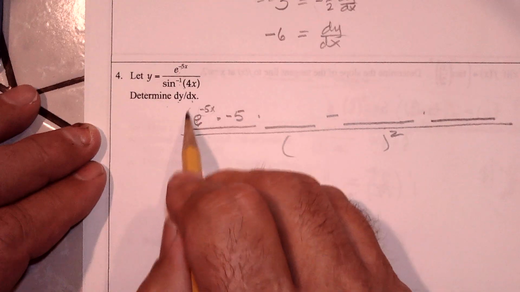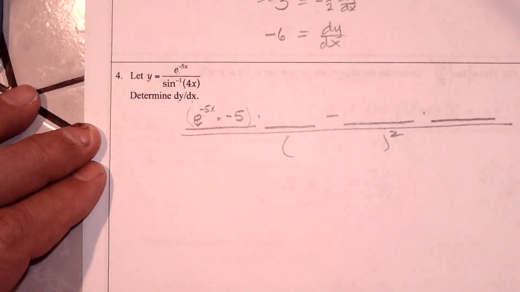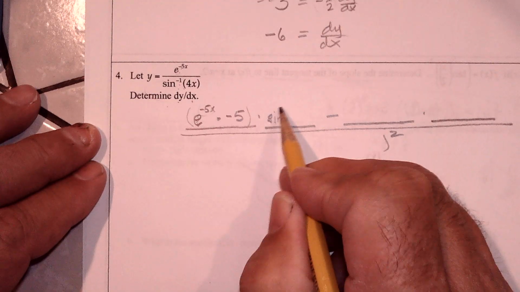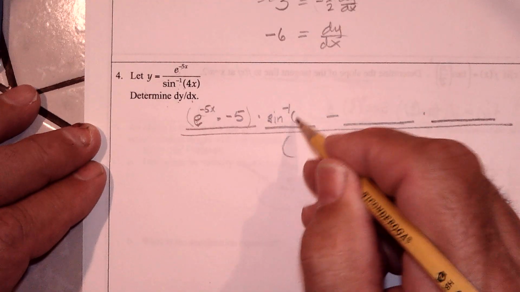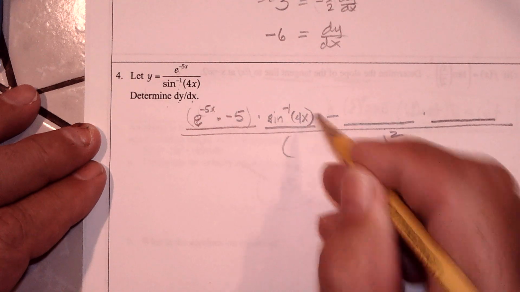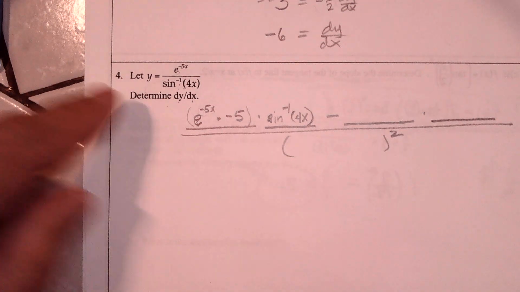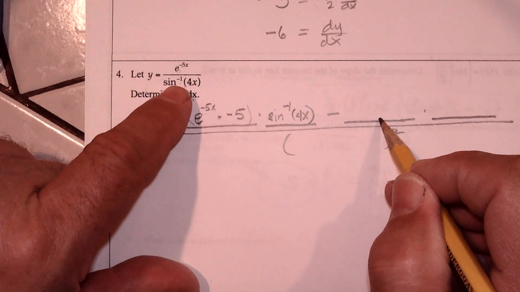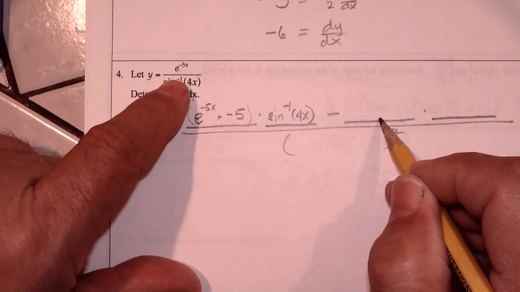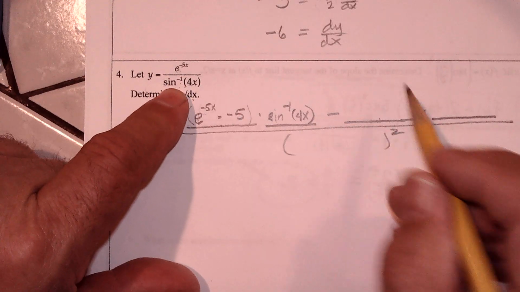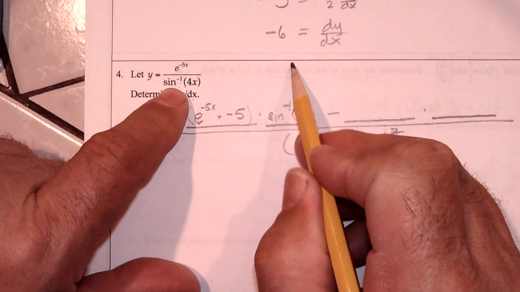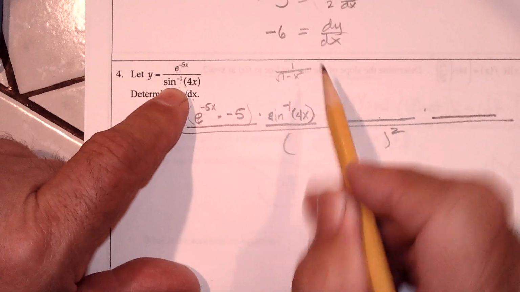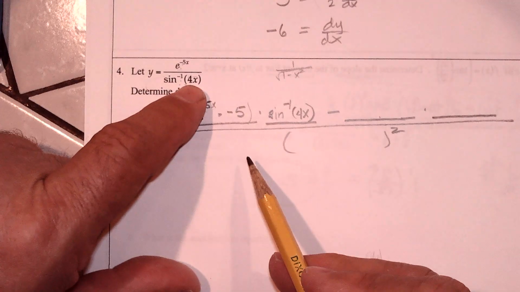So we have the derivative of the numerator times the denominator. You don't do anything with that, you just write the denominator. Now, we do the derivative of the denominator. So now we have to take the derivative of arcsine, of sine inverse. And that, according to the formula, is 1 over the square root of 1 minus x squared, but x is 4x.